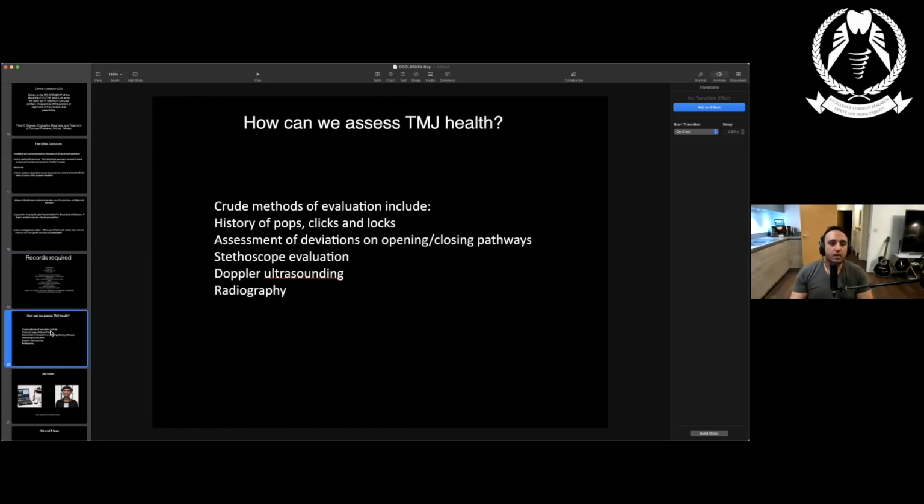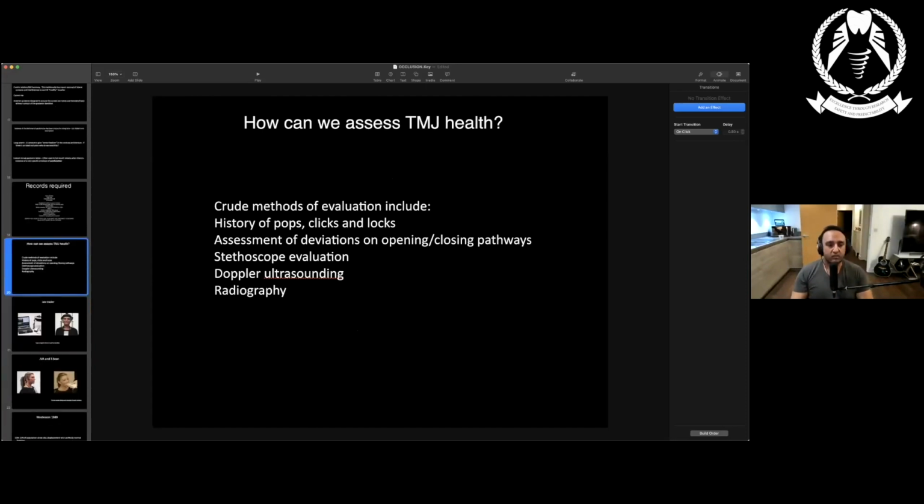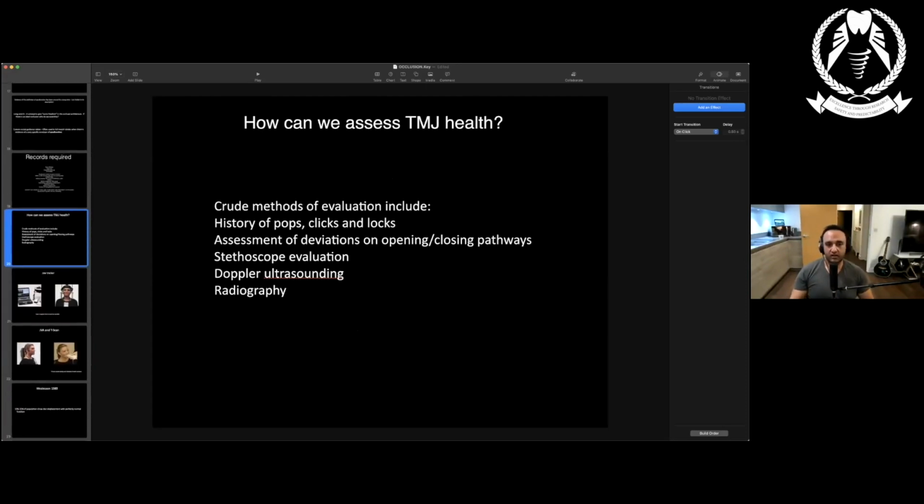So how do we assess TMJ health? This is an interesting area. Crude methods include: does it pop? Does it click? Does it lock? Assessment of deviations on opening or closing pathways. You can get a stethoscope out if you're fancy, if you've got one in your drawer, Doppler ultrasound if you're even fancier, and radiography if you also want, and you can interpret that.